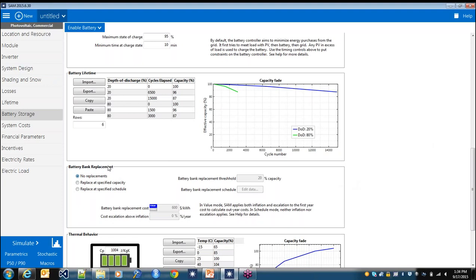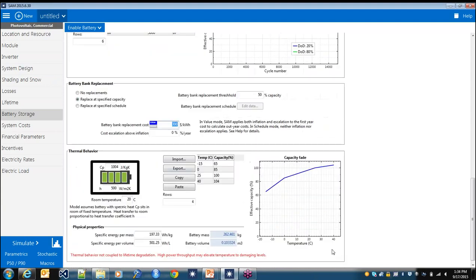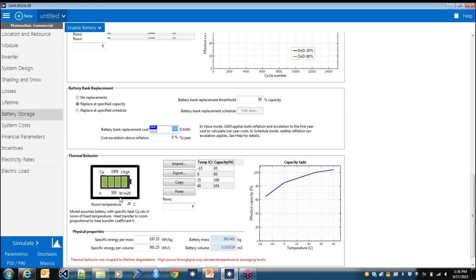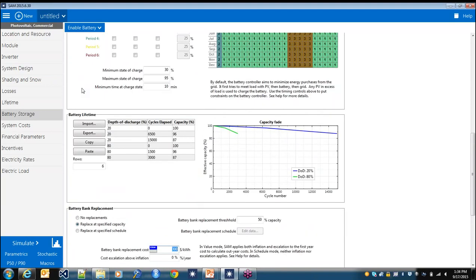Down here we get to the battery bank replacement portion. I'm going to say that we want to replace the battery at some specified capacity. Once the battery can only charge to 50% of its original max, then let's replace it. And let's be really optimistic and say that battery prices are $300 per kilowatt hour whenever we have to replace them. There are additional inputs for thermal behavior, but for now we're not going to worry about those.